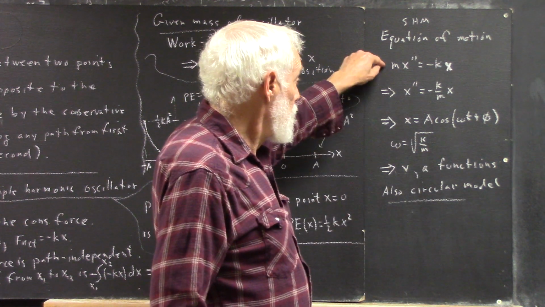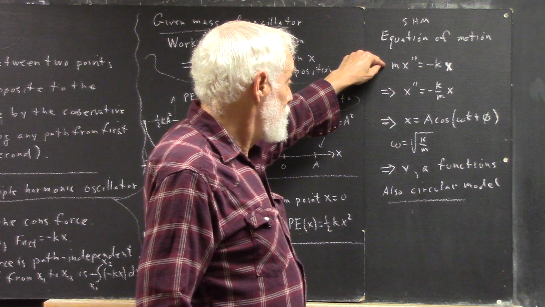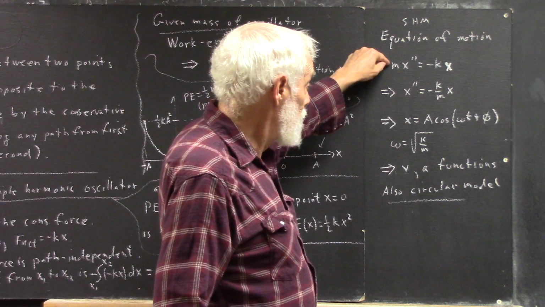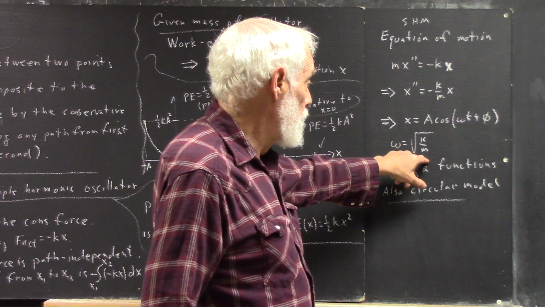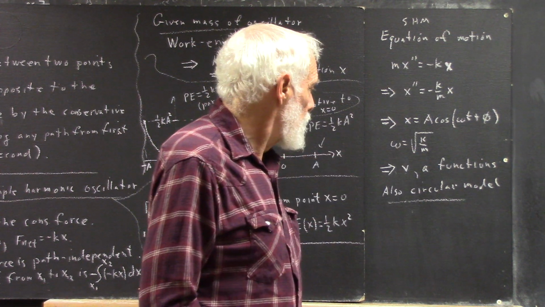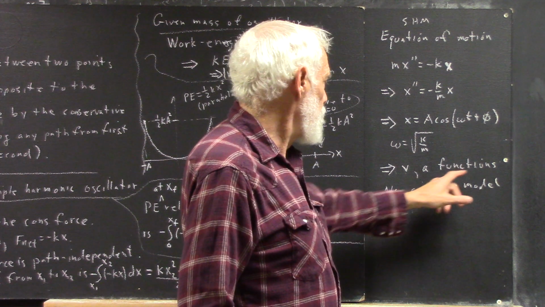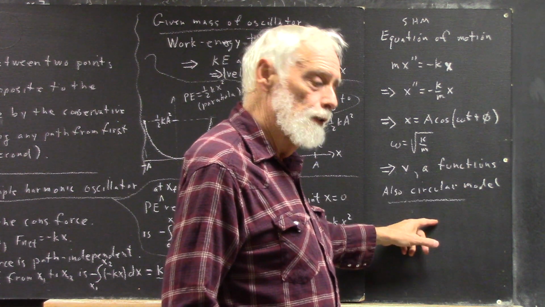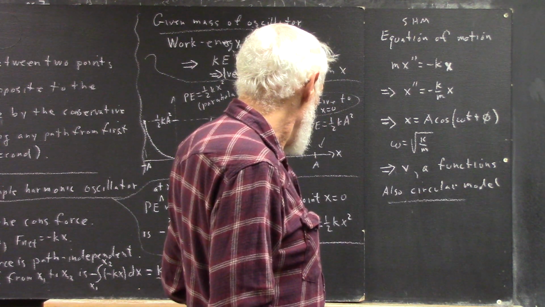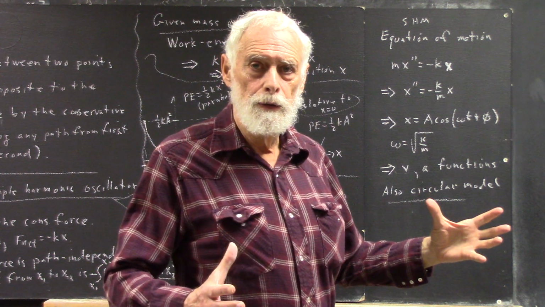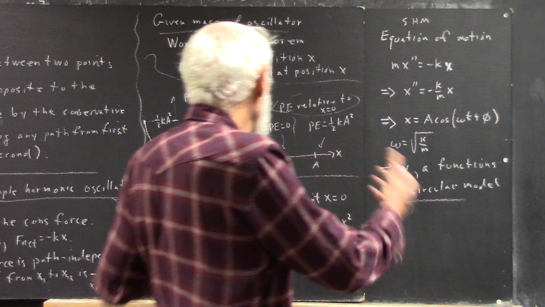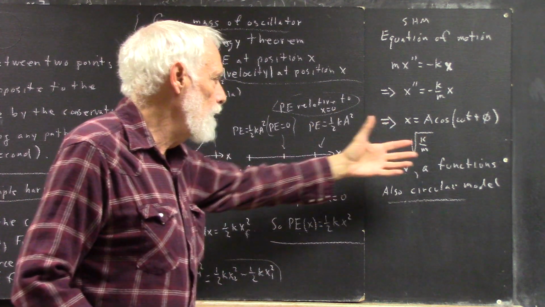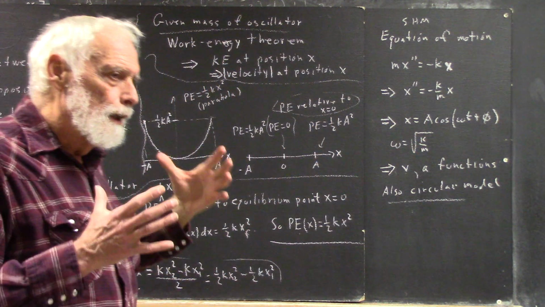At minimum, you need to know this, and you need to know that this is a solution, where omega is, of course, equal to the square root of k over m. Okay, well, this implies your velocity and acceleration functions and your circular model. And all those need to be used anytime you work with simple harmonic motion. You need to pull all these ideas together. You need to have all these ideas accessible to you.